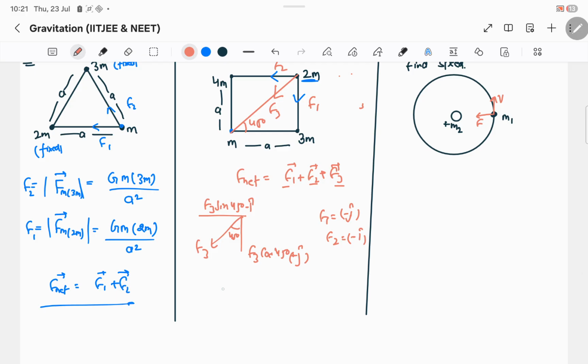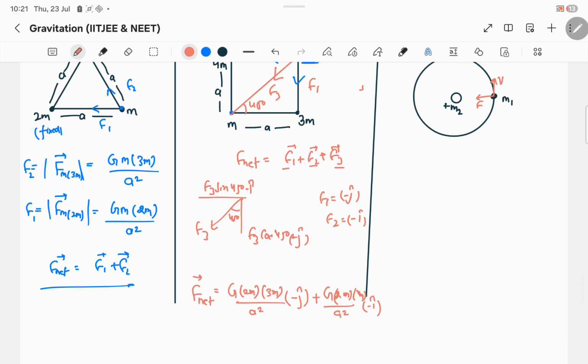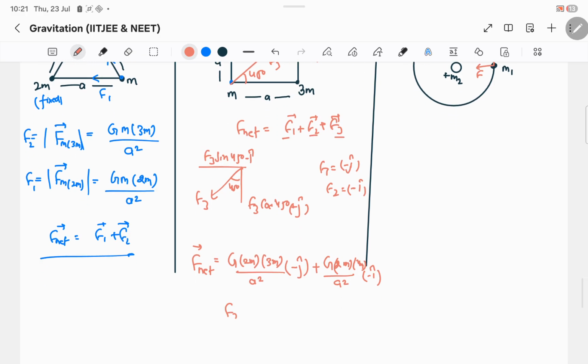Similarly, I'll write it for you. So F net will be F1, what will be the value of F1? G 2m into 3m by a square, and the direction will be minus j. Similarly you will write for F2, so F2 will be G 2m into 4m by a square. What will be its direction? In minus i cap. Now you have taken the components of F3, so for F3 what will you write?